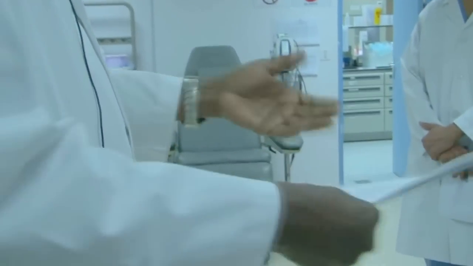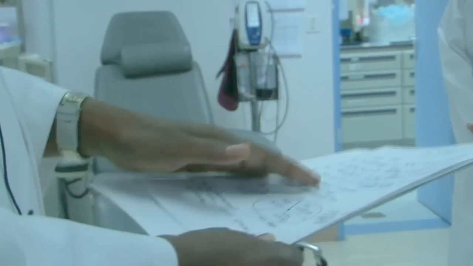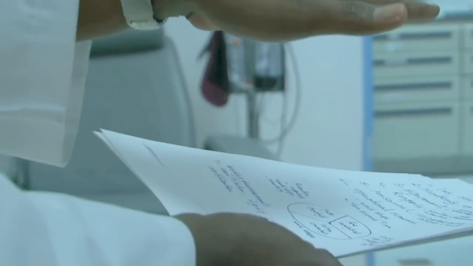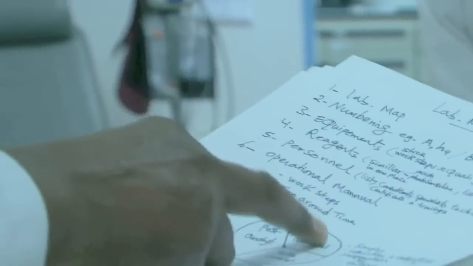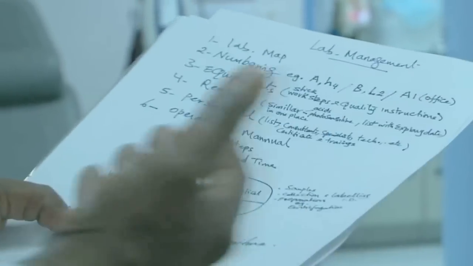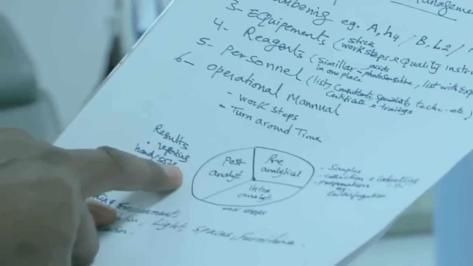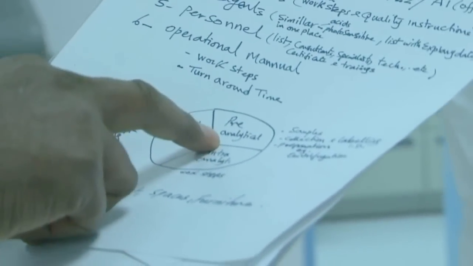Operational means working. So we divide the operation manual. You have to have a manual of operation, and this manual should be divided in 3 sections: pre-analytical steps, intra-analytical, and post-analytical. This is the pre-analytical. Mainly you are taking care of your samples.